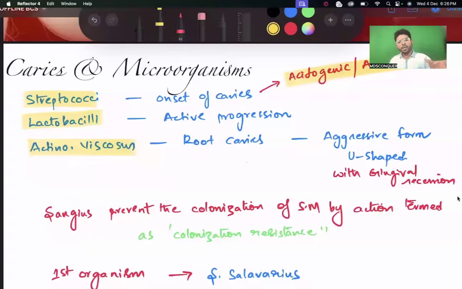Root is basically surrounded by cementum, so root caries is also called cementum caries. Root caries is the most aggressive form of caries, and in cross section you see a U-shape. U-shaped cross section is seen in which of the following caries lesions? The answer is root caries.